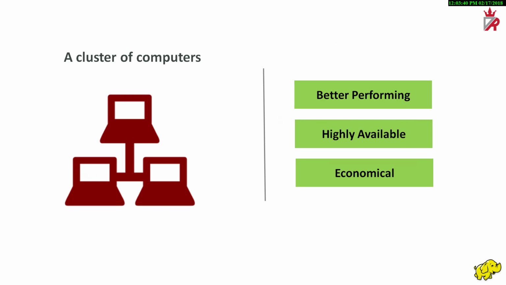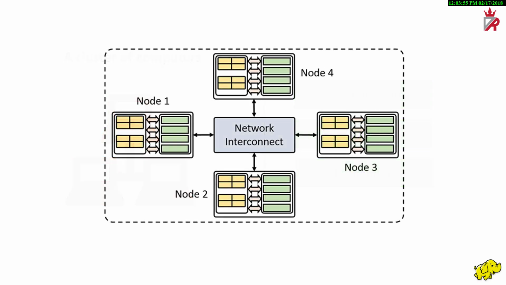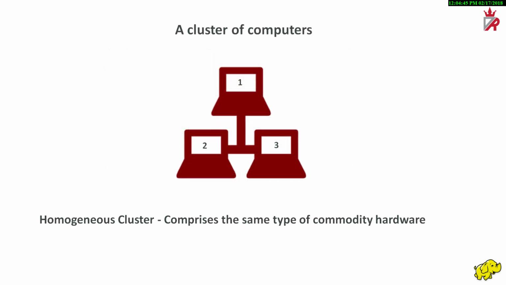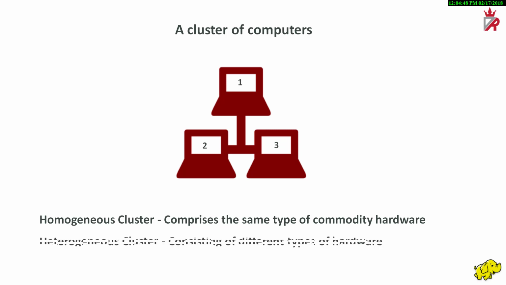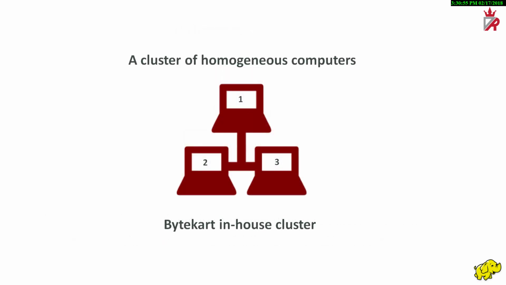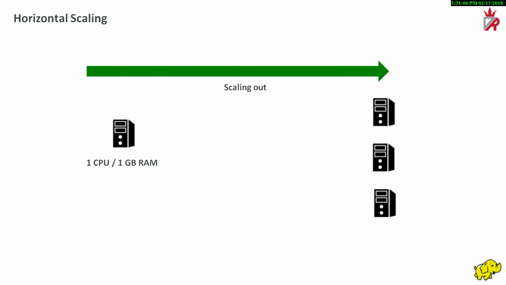Clusters are usually deployed to improve performance and availability over that of a single high-end expensive server. Clusters are also typically more cost-effective than single computers of comparable speed and availability. Cluster computing is based on a connection of multiple servers in a network. This network is known as a cluster, in which the servers share the workload among them. A cluster can be either homogeneous, which comprises the same type of commodity hardware, or heterogeneous, which consists of different types of hardware. ByteCart has set up an in-house cluster comprising 3 identical nodes, with each node having 5 terabytes disk space. In this case, ByteCart has scaled out the system from 1 computer to 3 computers.